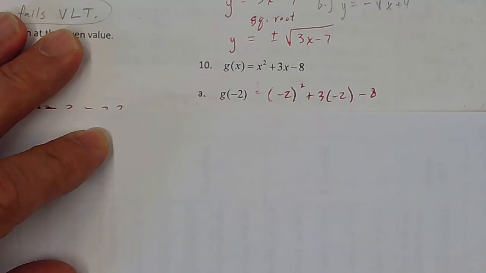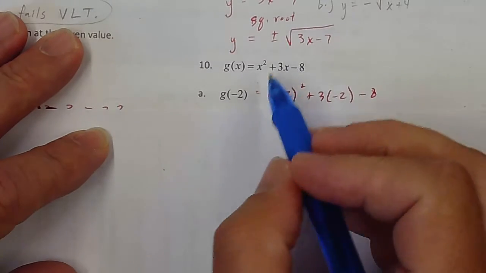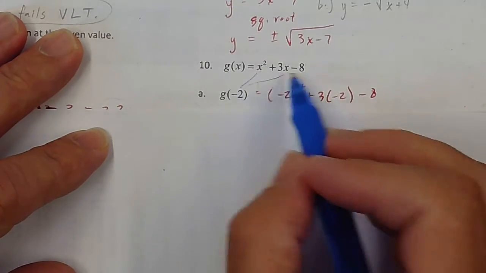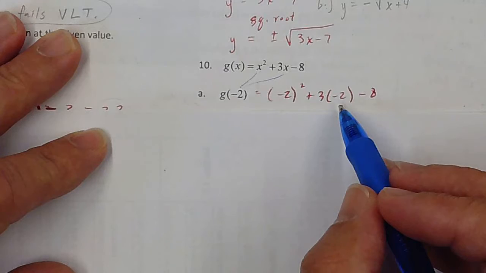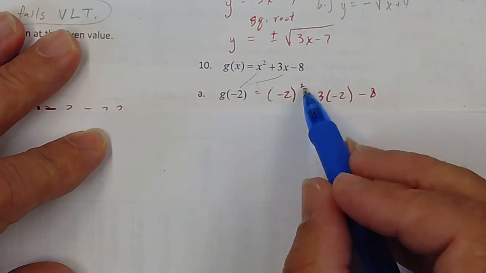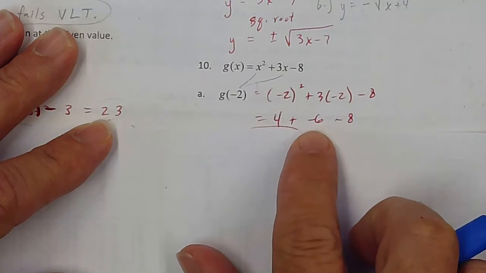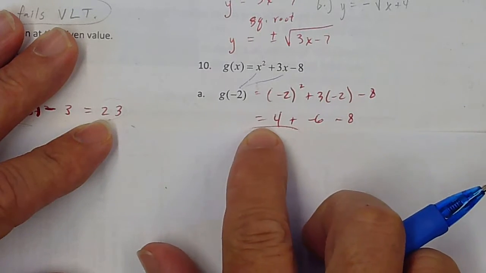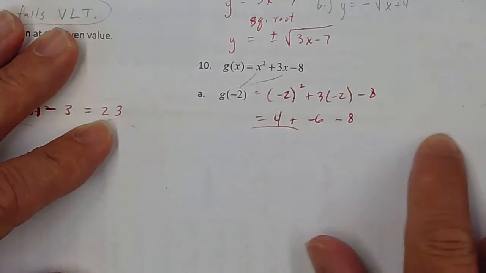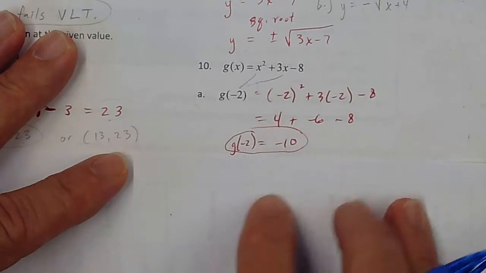Okay, 10A, plugging in negative 2. Now I've got 2 spots to plug it in, right? Here and here. So it's going to look like this on the first step. Now, order of operations, negative 2 squared is next. That gives me positive 4. We multiply to get negative 6, and then just add and subtract left to right. So we get negative 10.